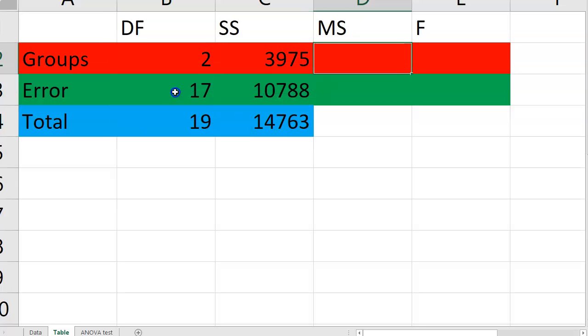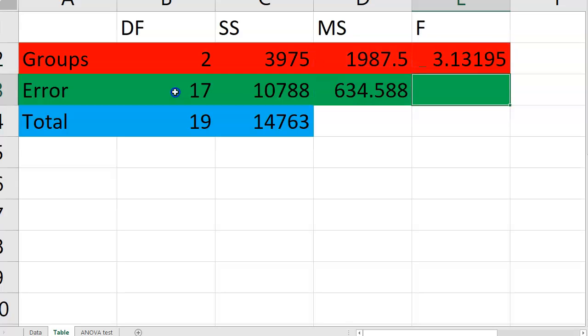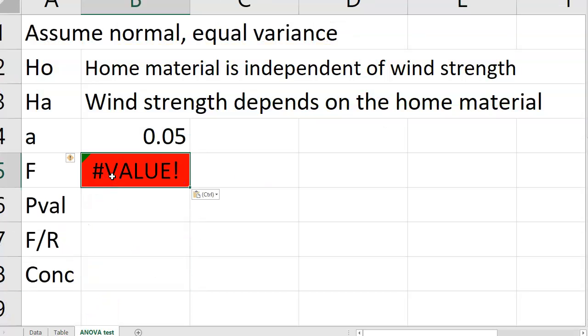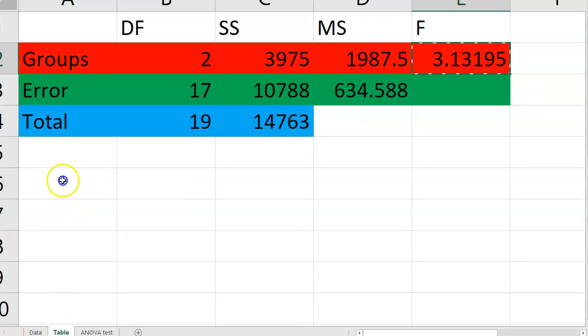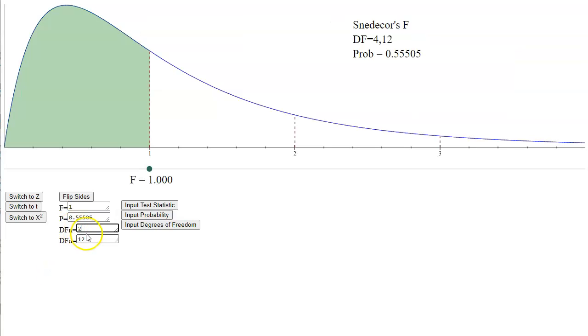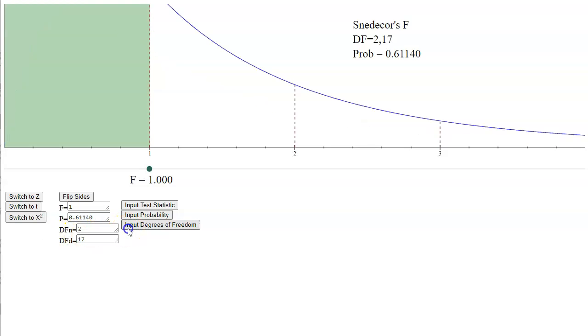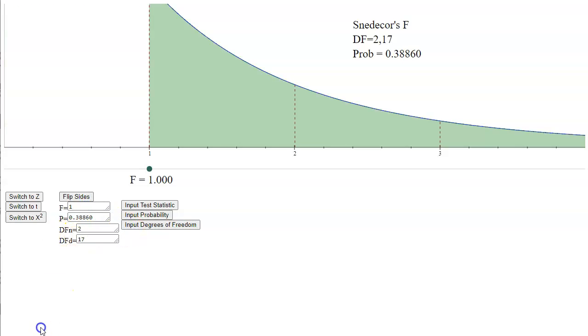We're doing good. This is going to be this guy divided by that one, and the other one divided by that one. The F-test is MSG over MSE. There's our 3.13, which is what I need over here. Let's just paste the value there. Now let's find us a p-value. Switch to the F. Oh, I did not look at my degrees of freedom. 2 and 17, right here. 2, 17, and it's always this sided. What was my F value?